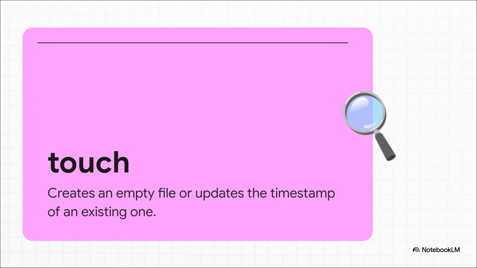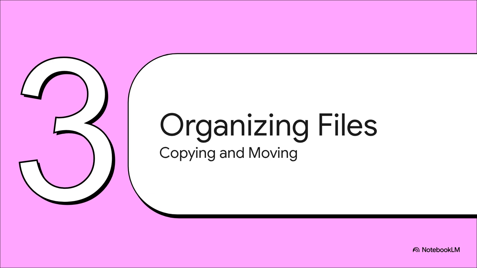So now we have our directories, our folders. We need something to put inside them. That's where the touch command comes in. It is, without a doubt, the fastest way to create a file. You just type touch, give it a file name, and boom, an empty file instantly appears, ready and waiting for it.